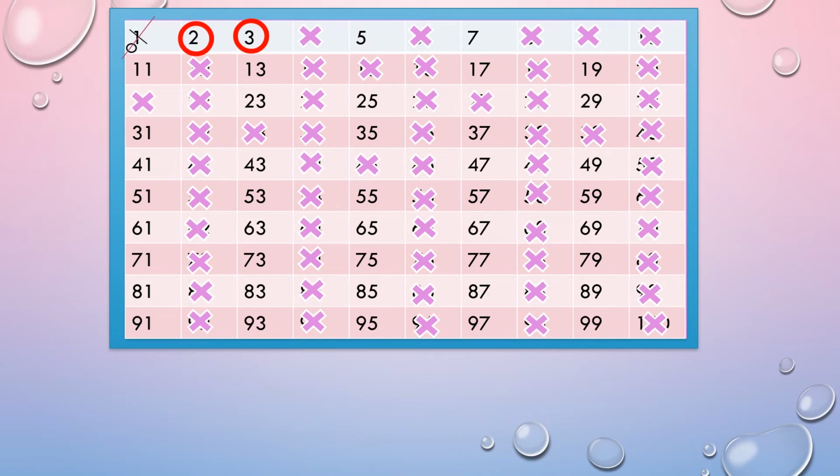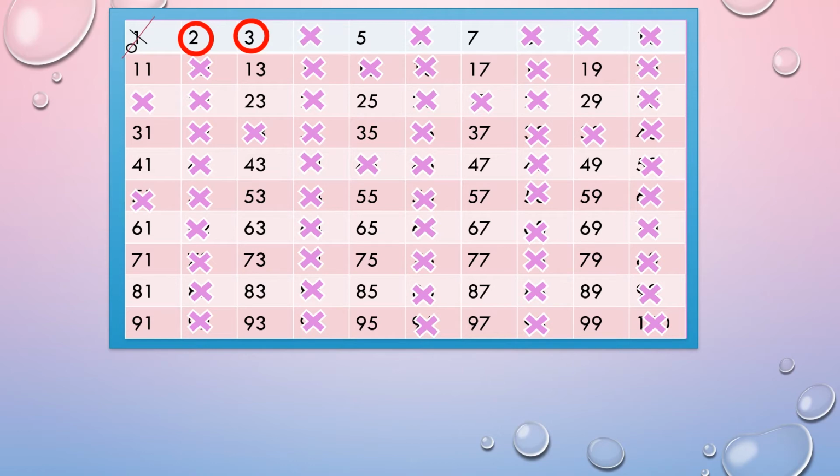47. 4 plus 7 is 11. It's not in the tables of 3. Leave it. Next number that is there is 49. 4 plus 9 is 13. It's not in the tables of 3. So leave it. Go to the next row. 51. 5 plus 1 is 6, and 6 is there in the tables of 3. That means 51 is divisible by 3. So cross out 51.